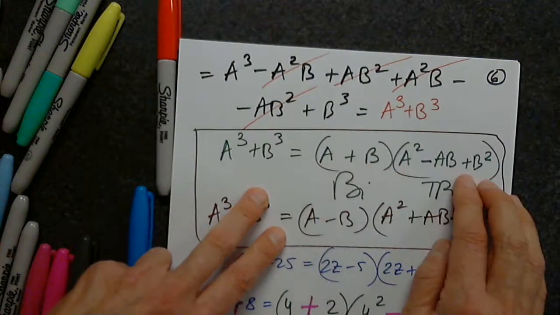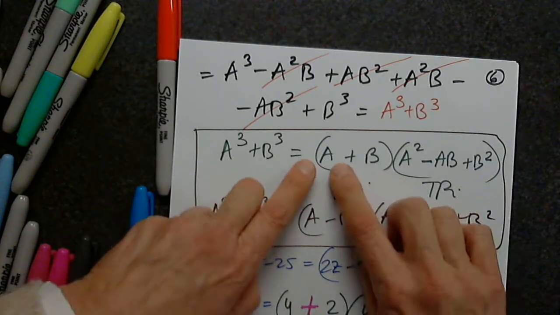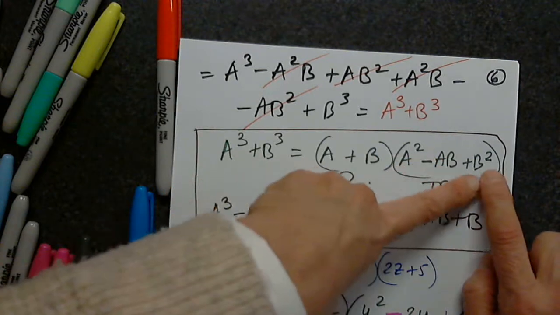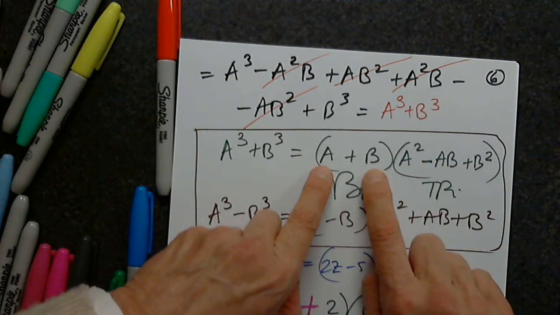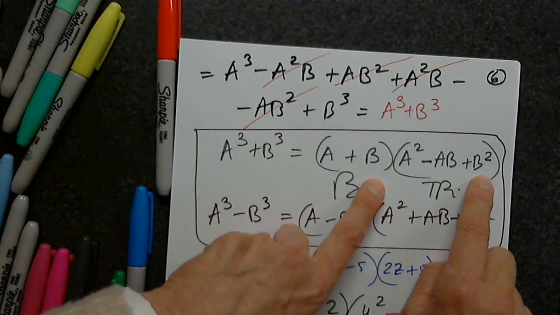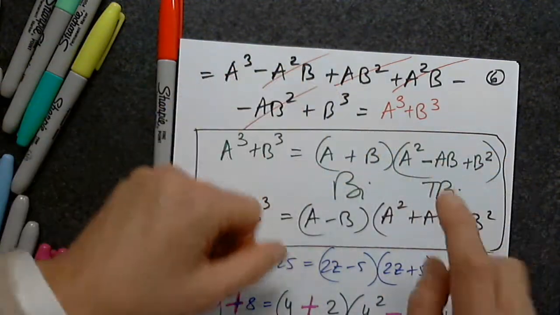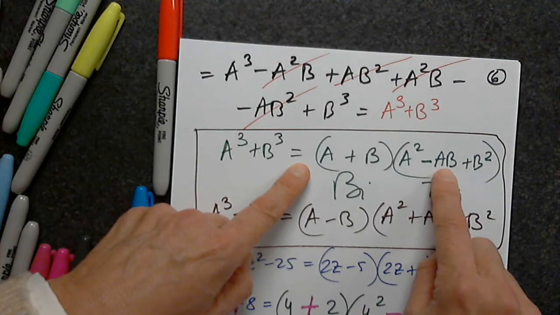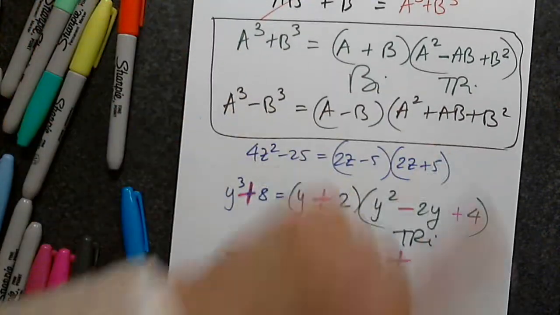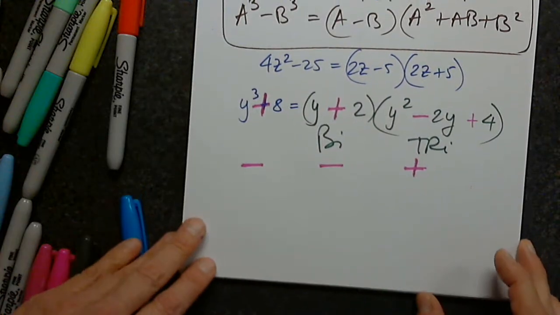But this is the pattern. The pattern says I have to square this and put it here. I have to square this and put it here. And in the middle, I have the product. I can't change this pattern. So the first term squared minus the first times the second plus the second term squared. I'm only following that pattern. Is that better?